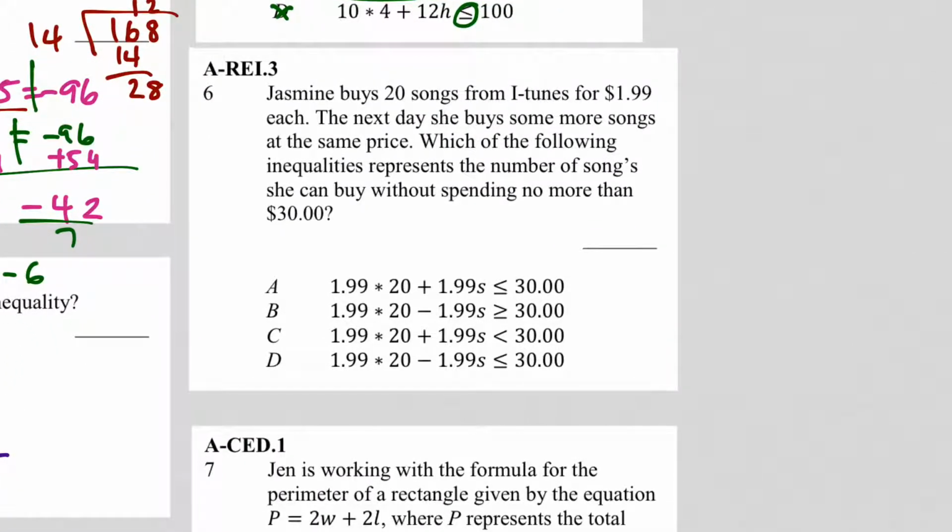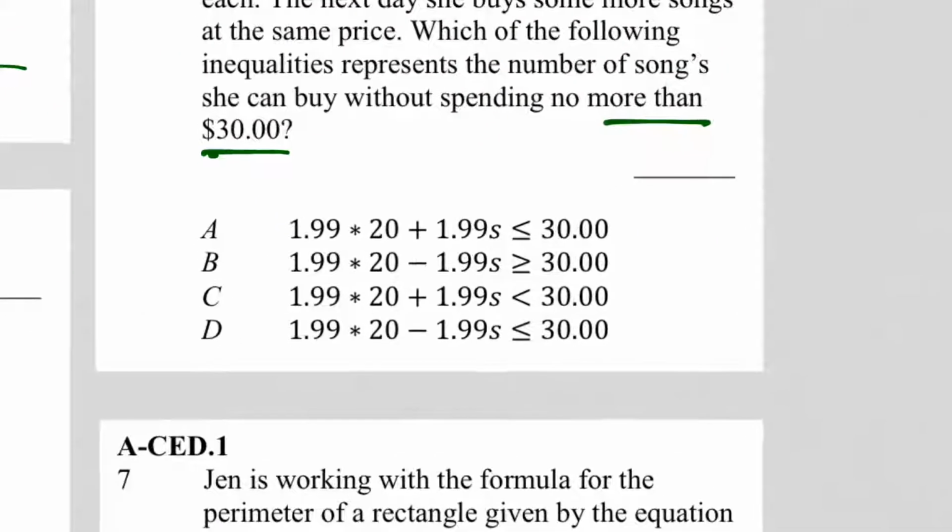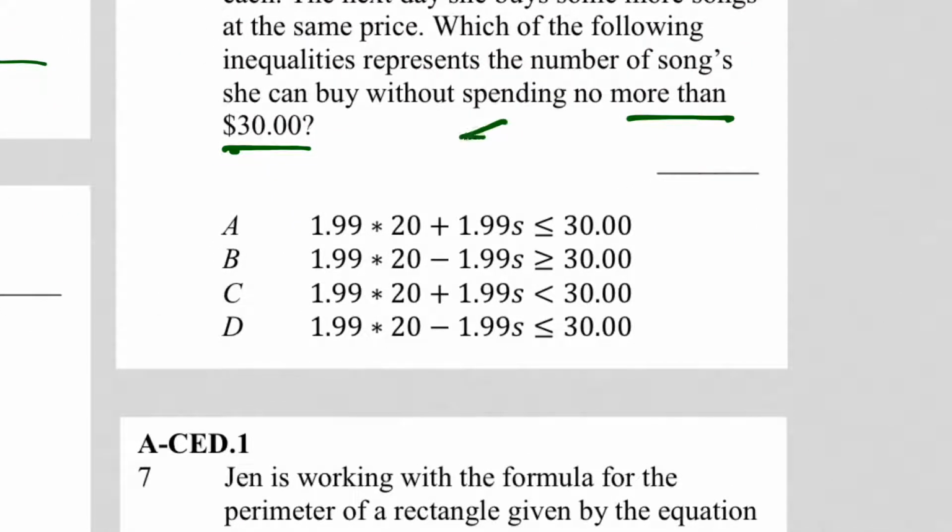Jasmine buys 20 songs from iTunes for $1.99 each. The next day, she buys some more songs at the same price. Which of the following inequalities represents the number of songs she can buy without spending more than $30? No more than $30 means less than or equal to. So I know B is out because of the inequality. And I also know that C is out because this is just less than. And it says no more than 30. So she can spend 30, but she can't go over.